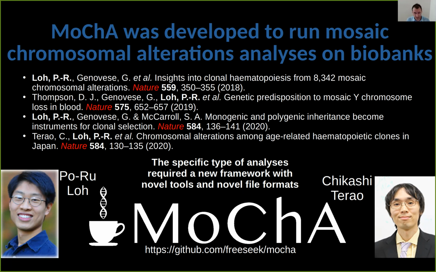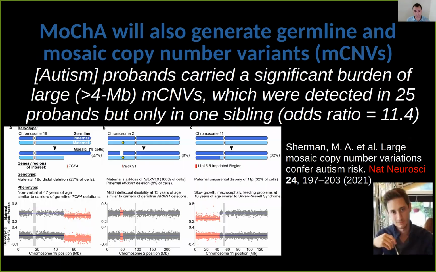However, although it is designed to scale to biobank size datasets, it can be applied also to a smaller cohort. And this is an example of work from Maxwell Sherman that applied the framework on autism probands, and he was able to show that mosaic chromosomal alterations are more common in autism probands compared to their unaffected siblings, even if this explains only a very small fraction of autism probands.